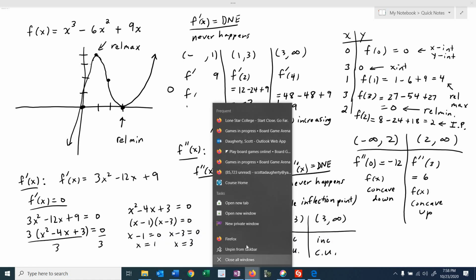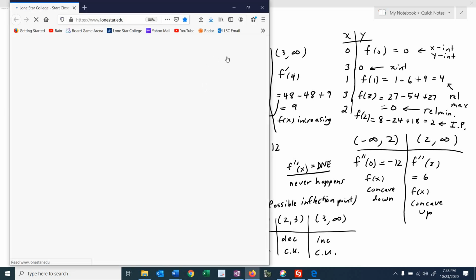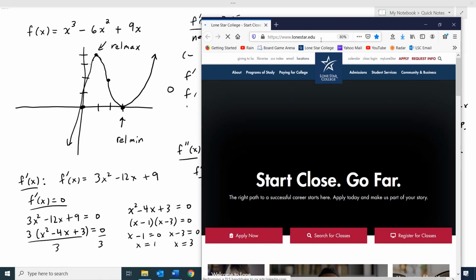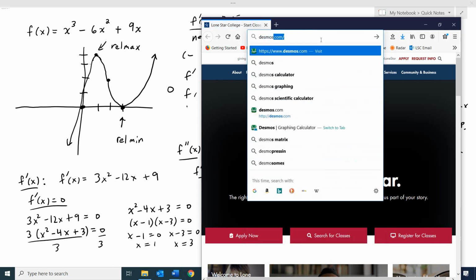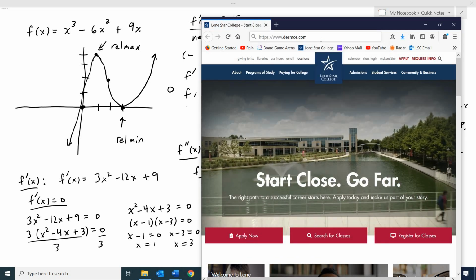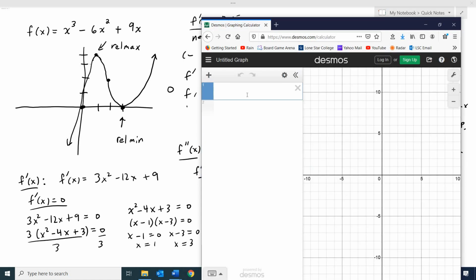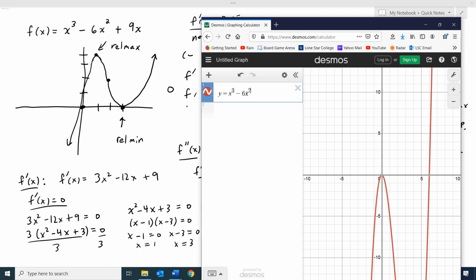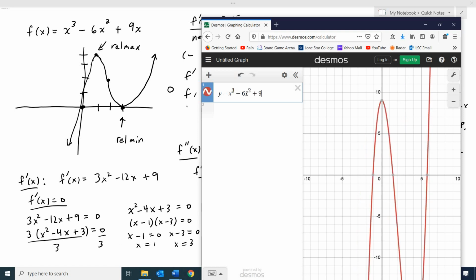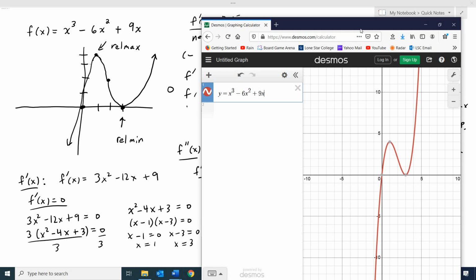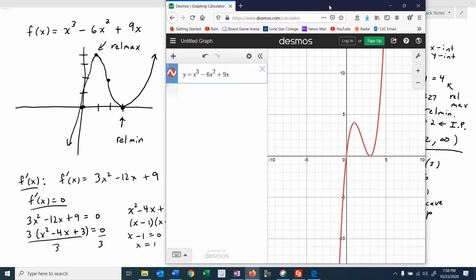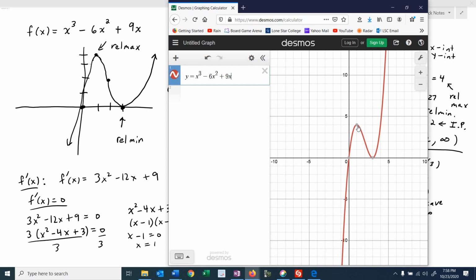Now you could go to Desmos.com and just double check it. And so let's just see a little bit more accurate graph. Okay, so y is equal to x cubed minus 6x squared plus 9x. Okay, and so that's what this graph looks like.